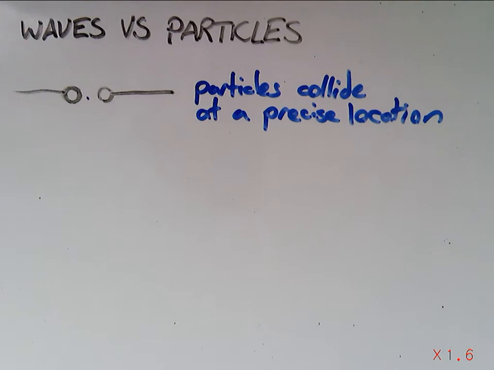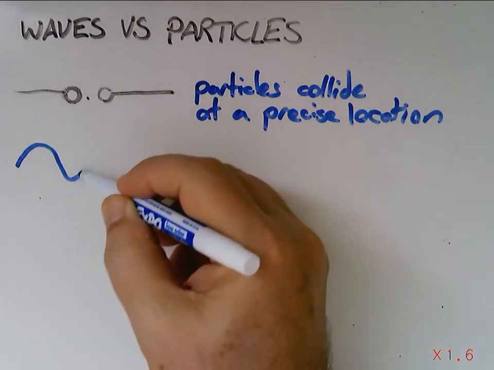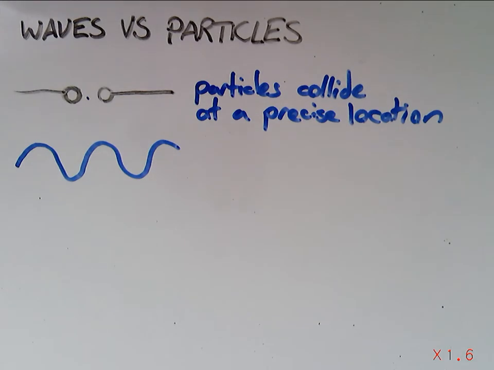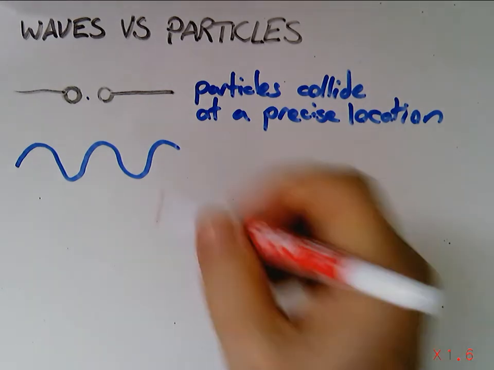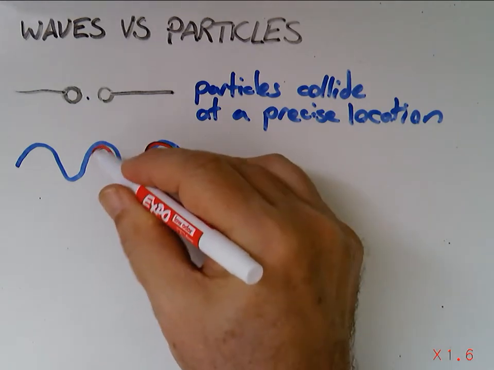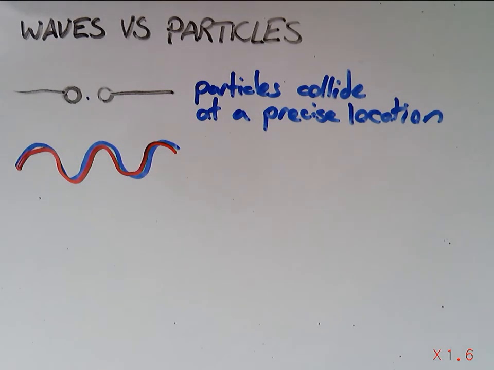Something completely different happens when you have a couple of waves move into the same region of space. Say I've got a wave coming here from the left. And say I have a pretty similar wave coming in from the right. So there's a red wave and a blue wave coming in there.